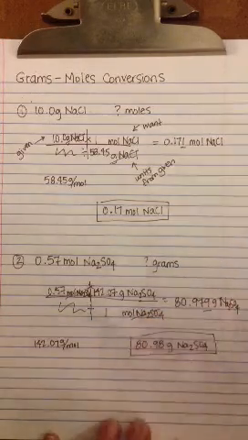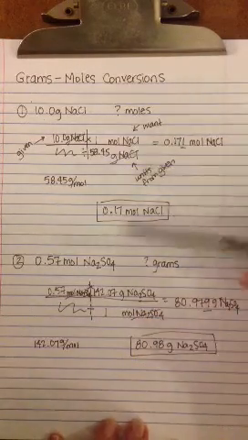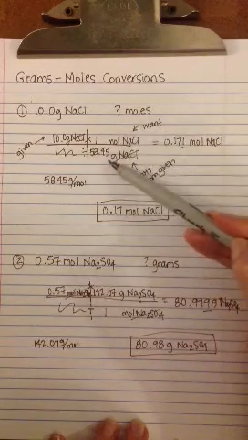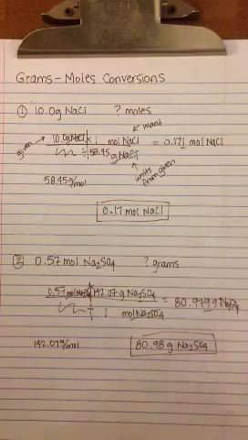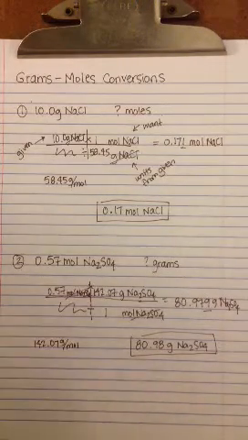Just as a note, looking at these two problems, what you'll notice is when you're going from grams to moles, you divide by the molar mass. When you're going from moles to grams, you multiply by the molar mass because they're essentially the opposite operation.